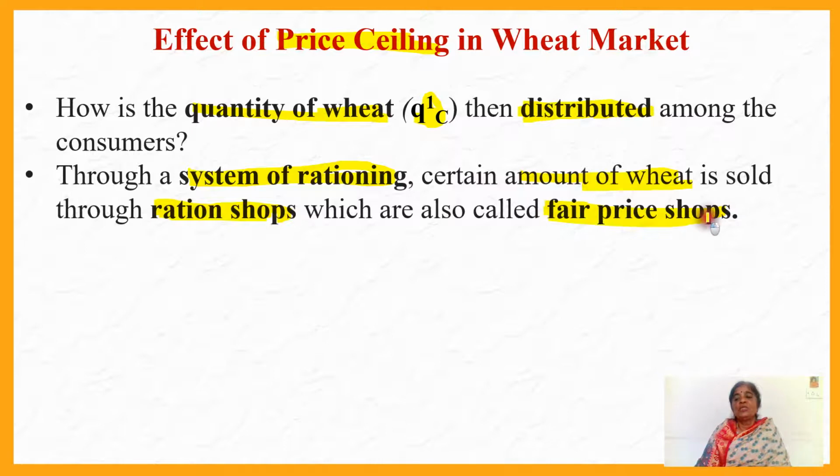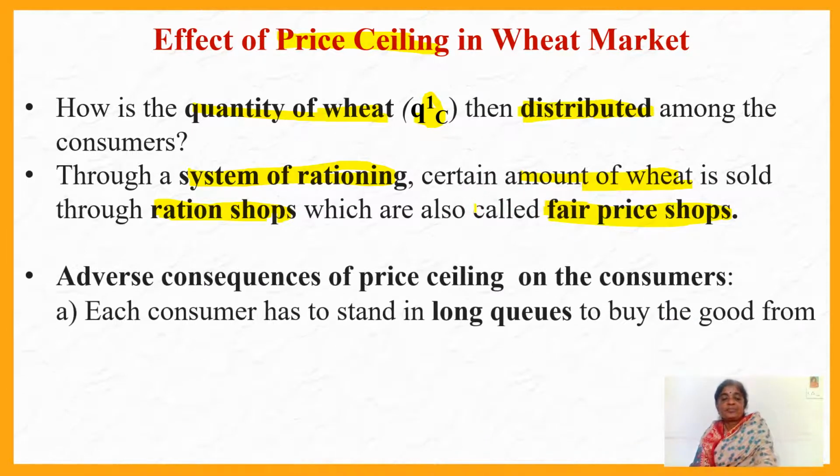Thereby, they make sure everybody will get at least a little amount of wheat. What will happen? The accompanying adverse effects with the price ceiling. Some consequences of price ceilings are long queues in the ration shops, because everybody will be waiting in a long queue to get the item.